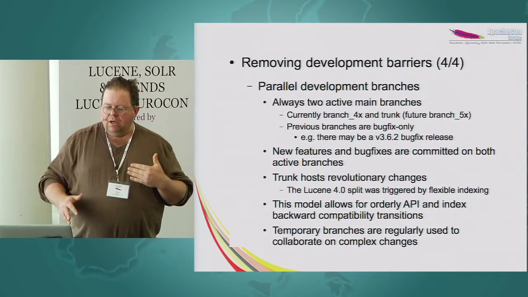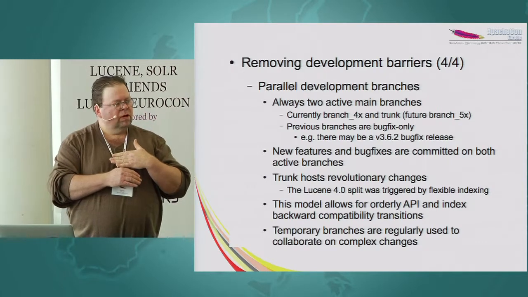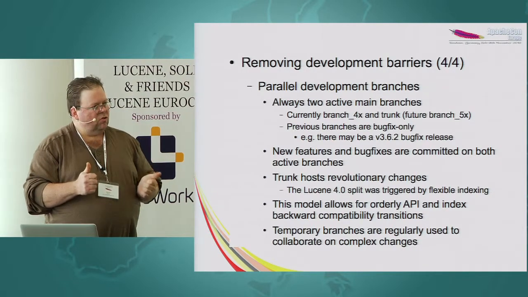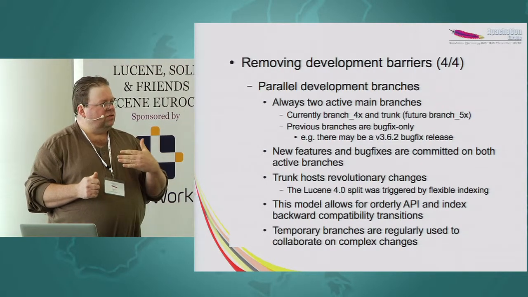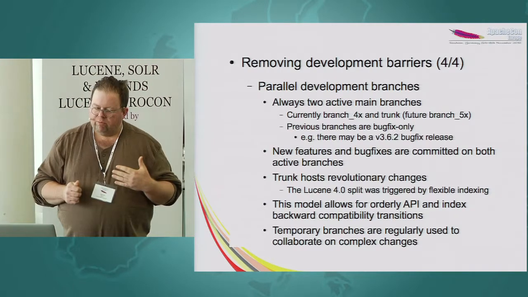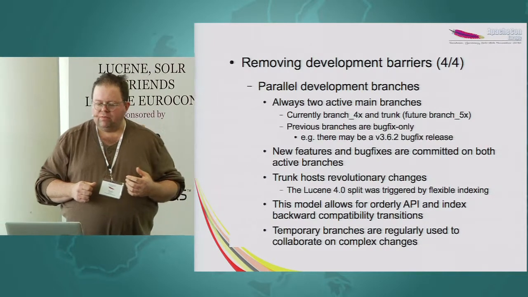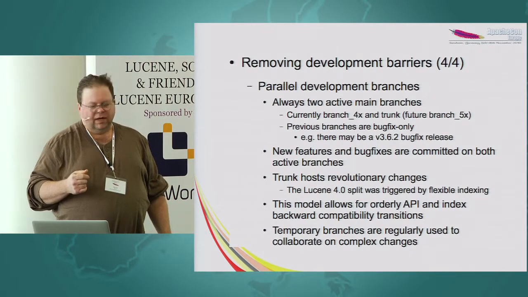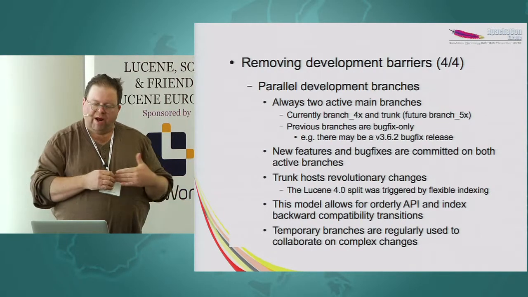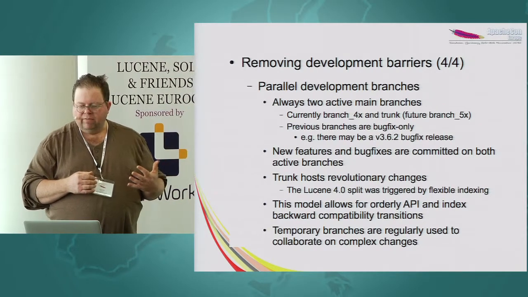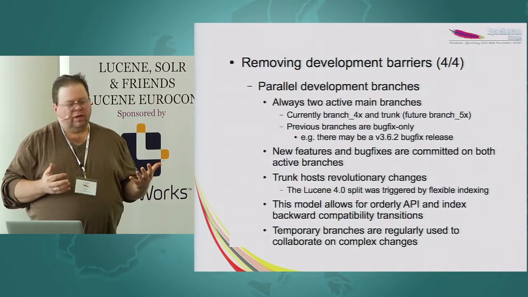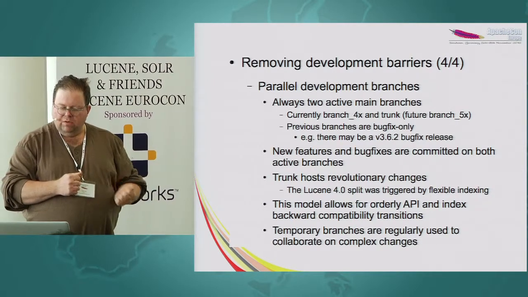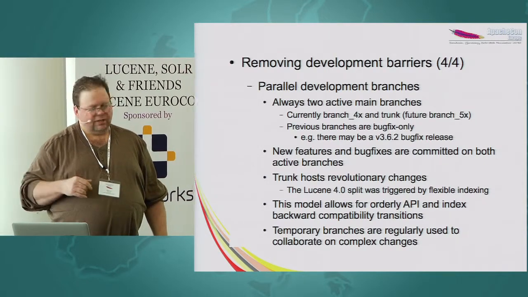Finally, one of the things we're doing to encourage people to always be thinking about the possibility of making revolutionary changes is that we always have two development branches going in parallel. Trunk can host changes that are just too radical to work within the stable release, and the stable branch, at this point, is branch 4.x, off of which 4.0 was released. Trunk in the future will become branch 5.x. Previous branches, for example the 3.x release line, are bug fix only. So it may be that there will be a 3.6.2 release at some point. But we don't do further development once we've produced another release and switched on trunk for the next version.